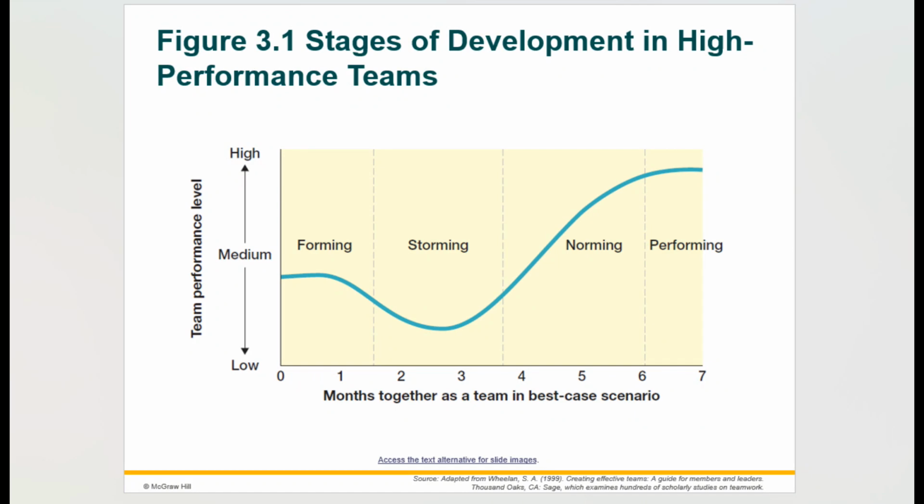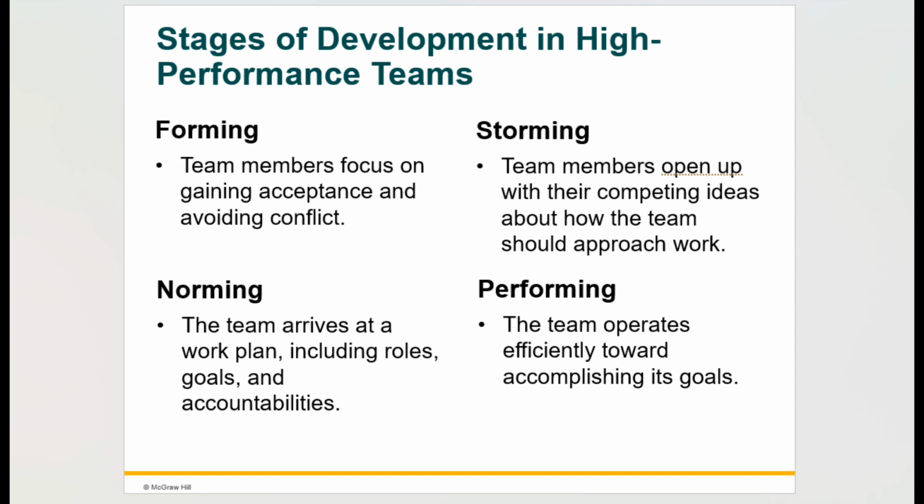So as you're looking at the stages of development in these high performance teams, we're going to talk about the forming, the storming, the norming, and the performing in these different groups. And you can see the more months that a team works together, they're going to have a higher performance value. So what is that forming? That's focusing on gaining that acceptance and trying to avoid the conflict that can arise when you're working in your groups.